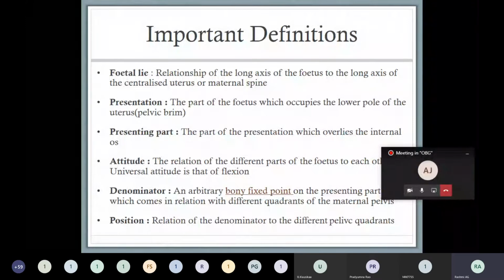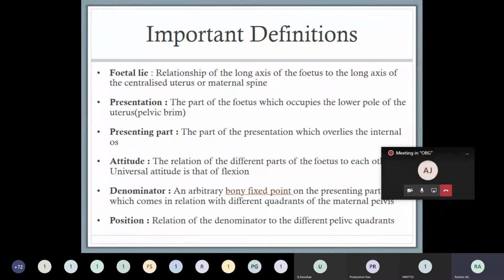Presentation. What's the presentation? The part of the fetus which enters the lower pole of the uterus first is called the presentation. We have different types of presentations depending on what enters first: cephalic presentation, breech presentation. With respect to this topic, occipital posterior, the common presentation here is the vertex presentation, the cephalic presentation. The presenting part is the part of the presentation which overlies the internal os.